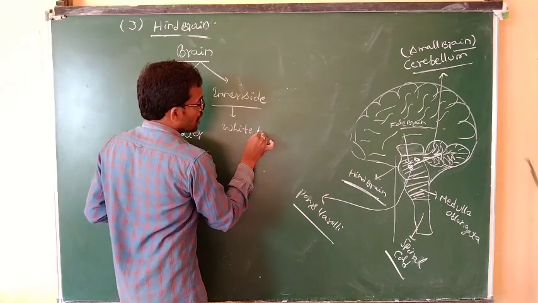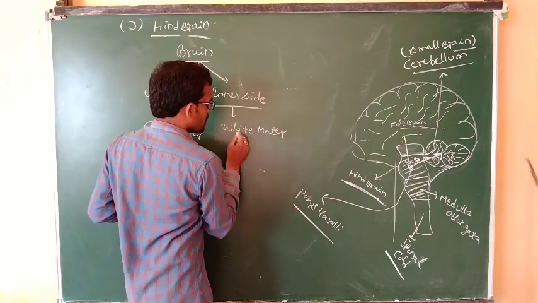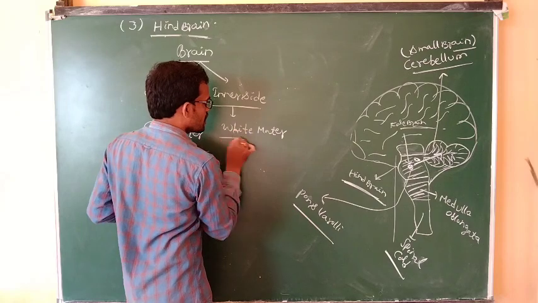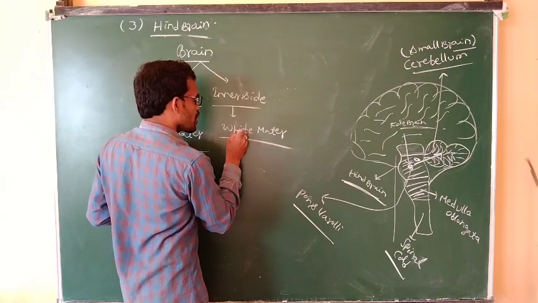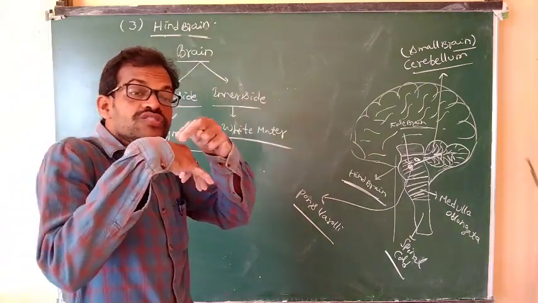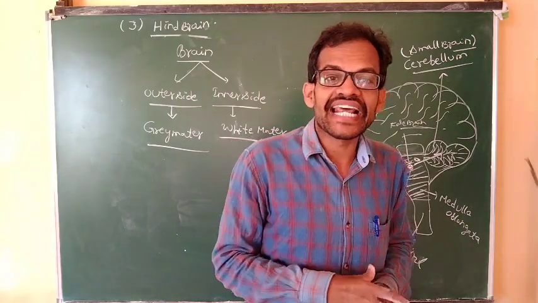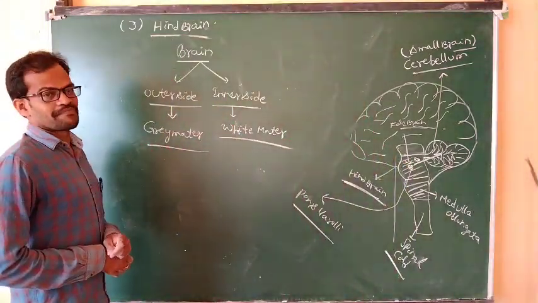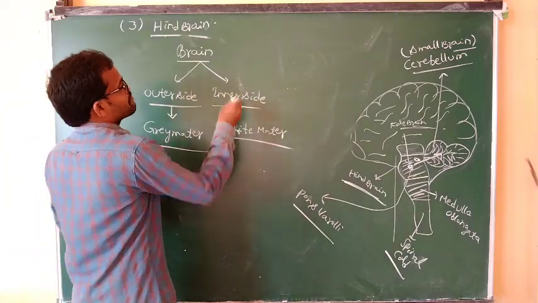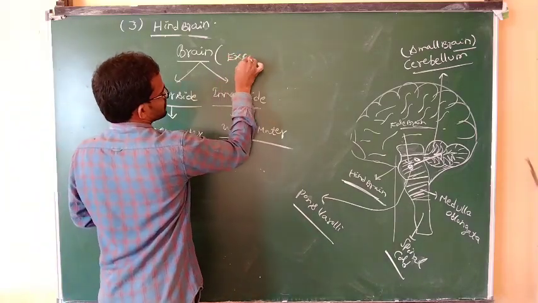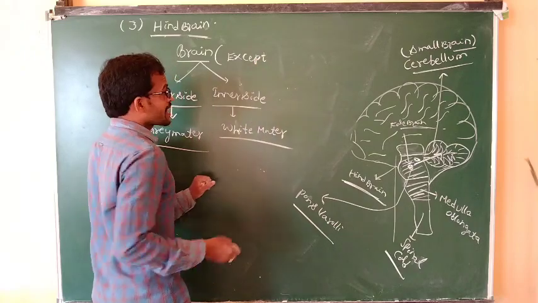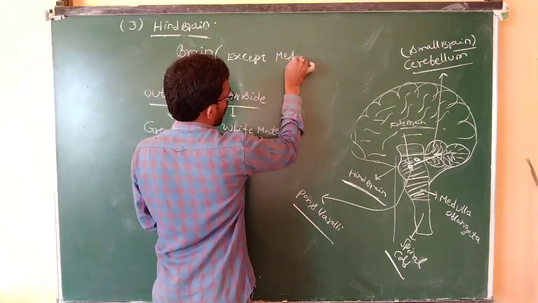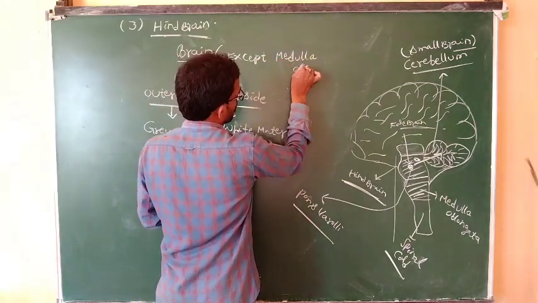If you observe the brain, the outside has a gray color. Inside the brain, it consists of white matter. Except the medulla oblongata.